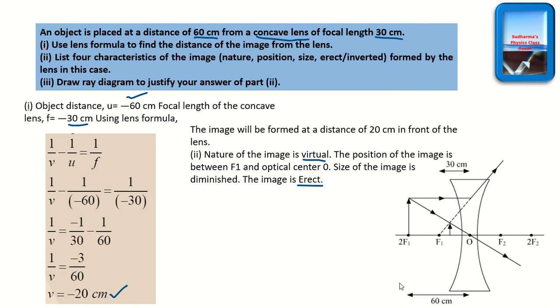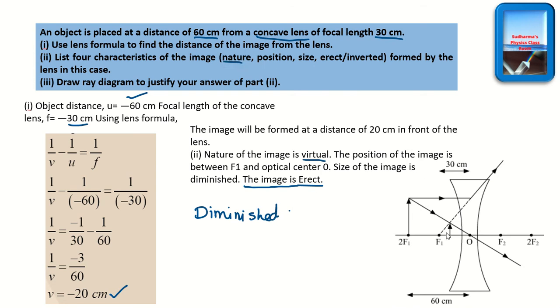So here it is a concave lens, and concave lens never ever forms a real image. Concave lens always forms a virtual image. So we don't have to think twice. The concave lens produces erect image, and it is diminished. Okay. So nature is, it is virtual.